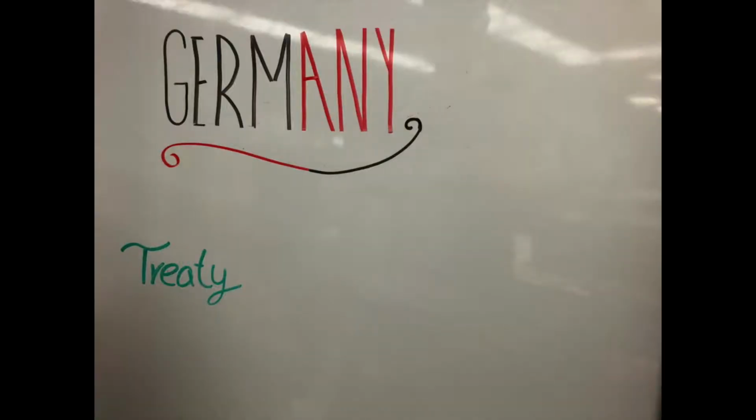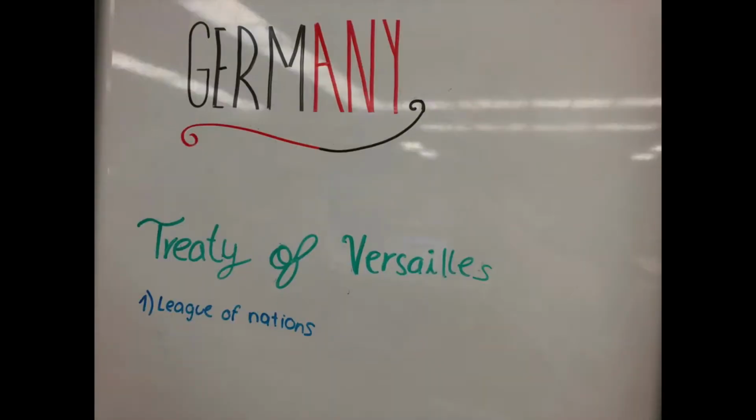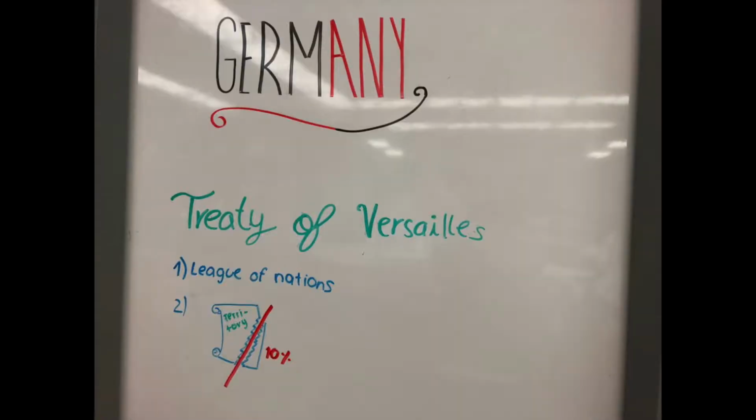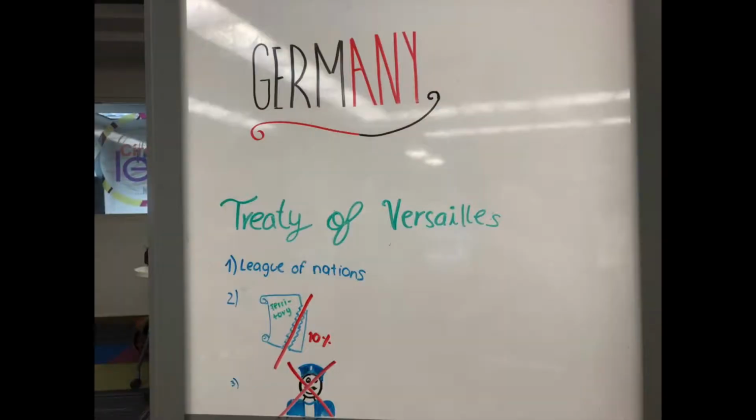Decisions that were made at the Treaty of Versailles. 1. All German colonies surrendered to the League of Nations. 2. Germany lost 10% of its land, including Alsace and Lorraine. 3. Lack of control over some parts of Germany.